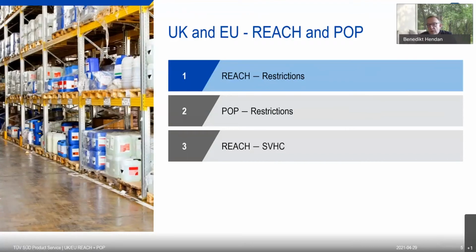So I have three topics more or less today. First, the restrictions under REACH concerning articles. Then I have also included the POP regulation, because it is often underestimated that POP is also an important regulation with regard to articles. And in the third part, I will shortly talk about SVHC components under REACH.